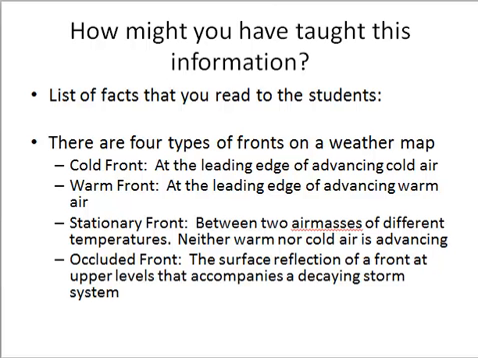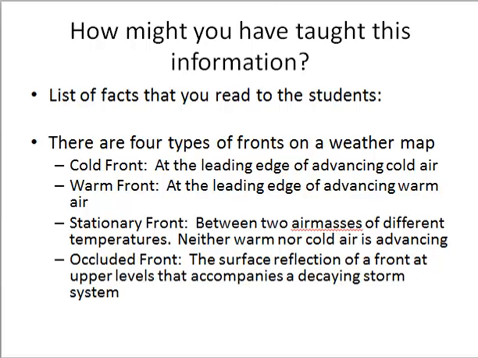are four types of fronts on a weather map. A cold front is at the leading edge of advancing cold air. A warm front is at the leading edge of advancing warm air. A stationary front is between two air masses of different temperatures. Neither cold nor warm air is advancing.